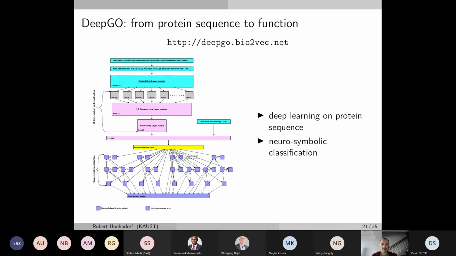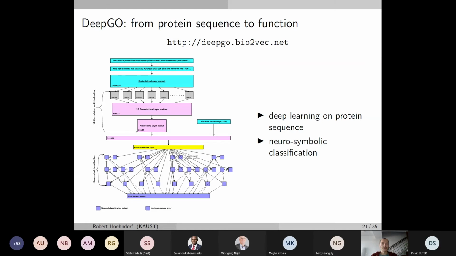And the function of a protein sequence is represented using the gene ontology, which is an ontology of about 45,000 classes and over 100,000 description logic axioms. It's one of the largest ontologies that we have. So prediction of a protein function must be consistent with the gene ontology.